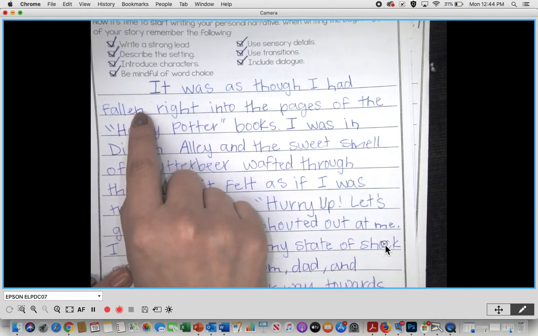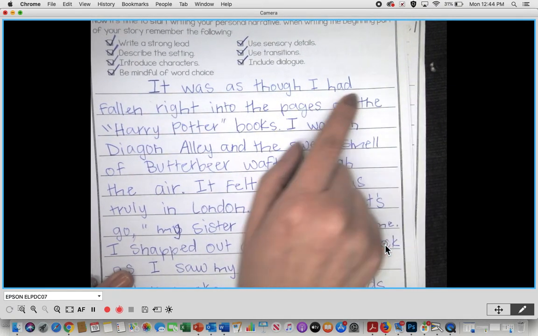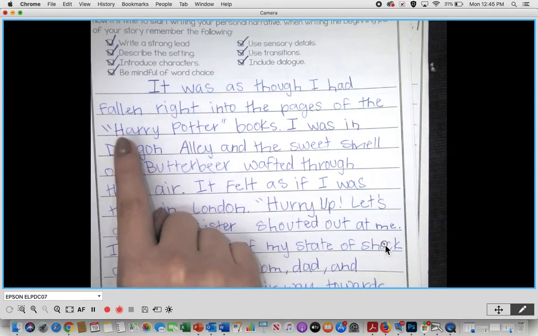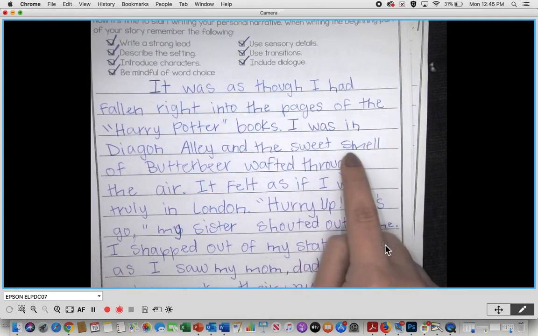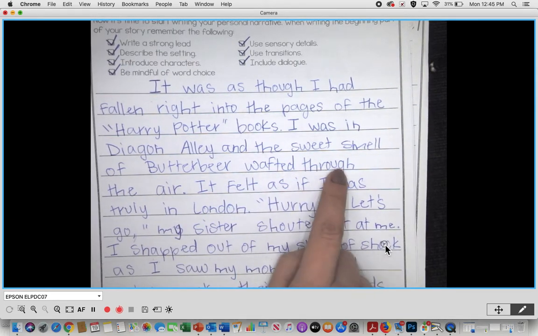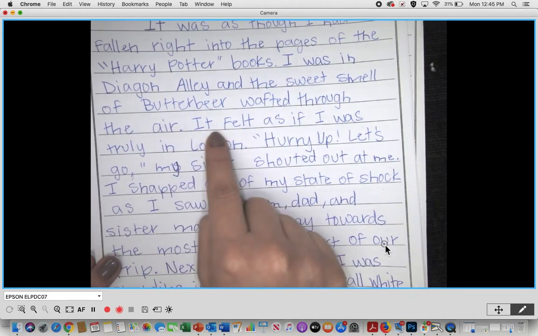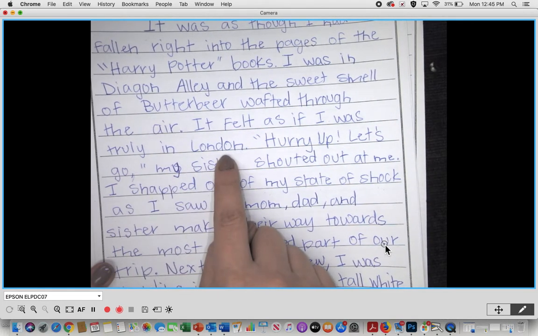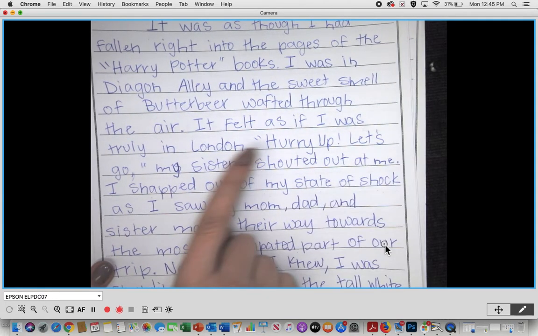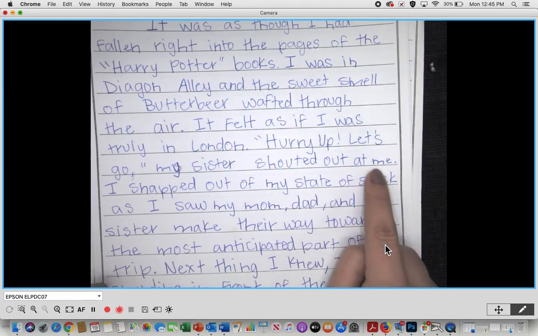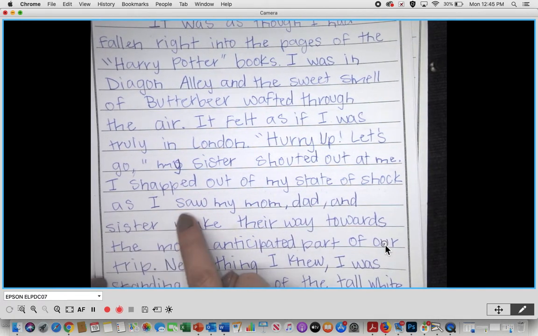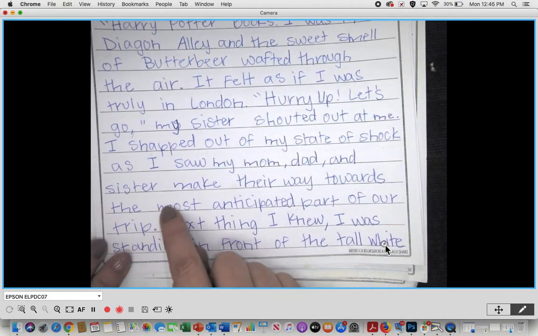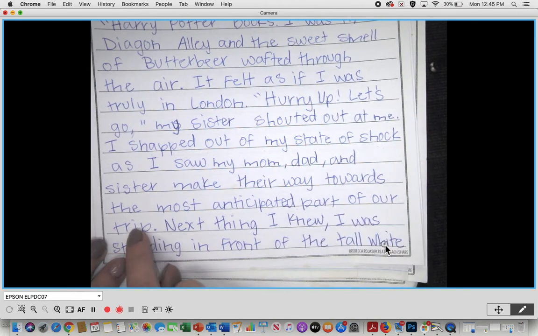It was as though I had fallen right into the pages of the Harry Potter books. I was in Diagon Alley, and the sweet smell of butterbeer wafted through the air. It felt as if I was truly in London. "Hurry up, let's go," my sister shouted out at me. I snapped out of my state of shock as I saw my mom, dad, and sister make their way towards the most anticipated part of our trip.